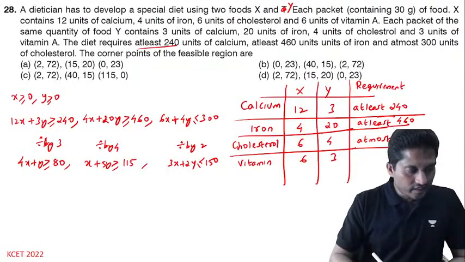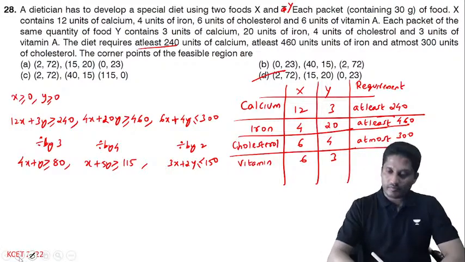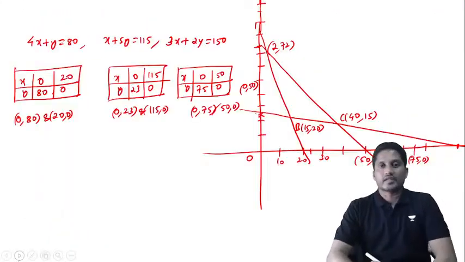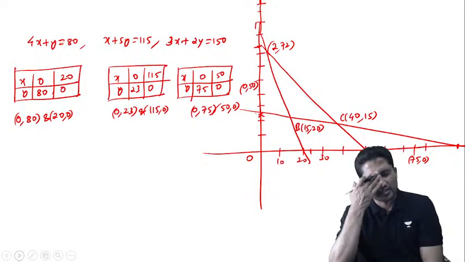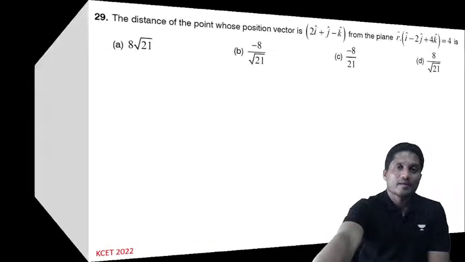Question number 28, answer should be option D. 2 comma 72, 15 comma 20, 0 comma 23. Actually it's a miscellaneous question of NCERT which they ask, so obviously students have to do it.